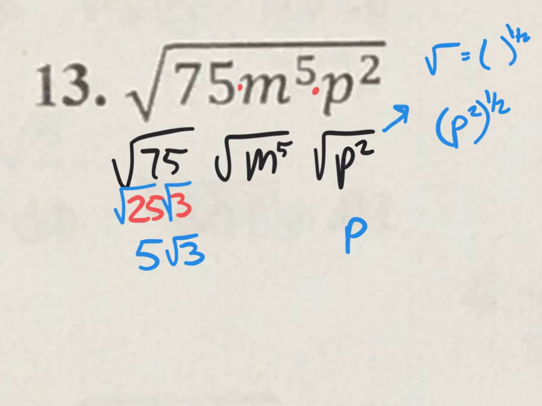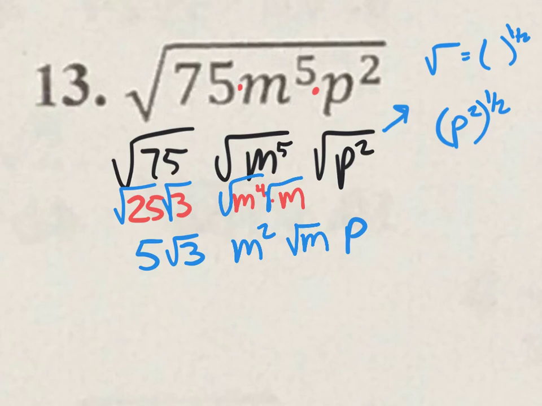Now, for the square root of m to the 5th, I would like this to be an even number, but it's not an even number. It's odd. So what I'm going to do is rewrite it as m to the 4th times m. That way, when I split the root, I could easily do the square root of m to the 4th. What is the square root of m to the 4th? m to the 2nd. Now, how about the square root of m? You still have it there, the square root of m. So this is your answer.